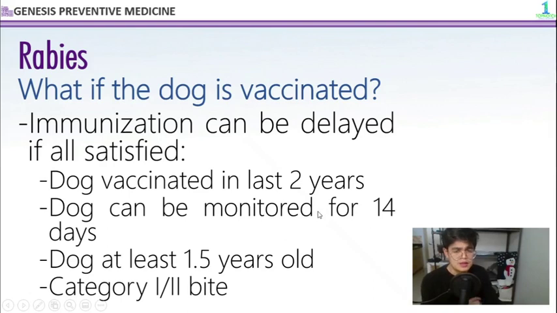If after 14 days the dog is still alive, you've monitored his or her condition, and he does not develop any peculiar symptoms that may be suggestive of rabies, then yes, immunization is no longer needed. Take note that for any category 3 bite, regardless of the dog's vaccination status, the human that was bitten needs to be vaccinated.